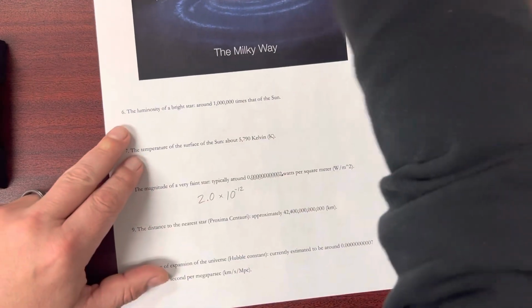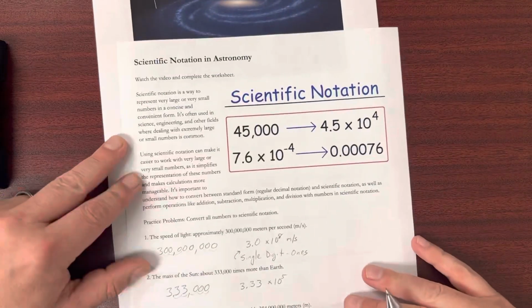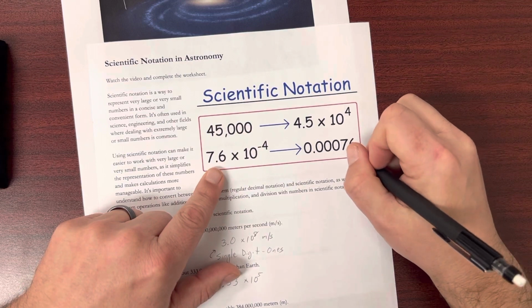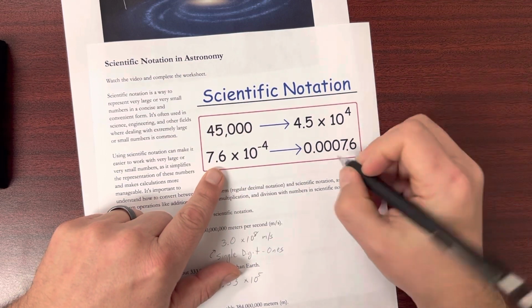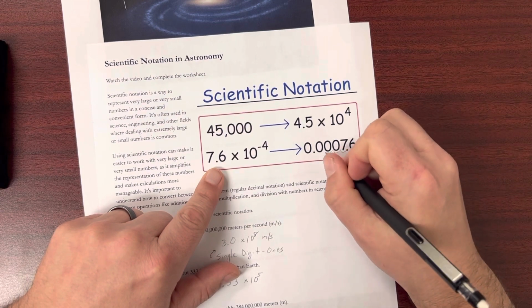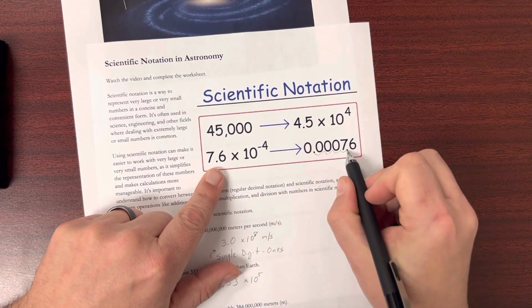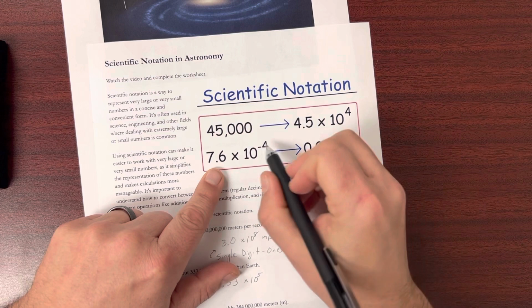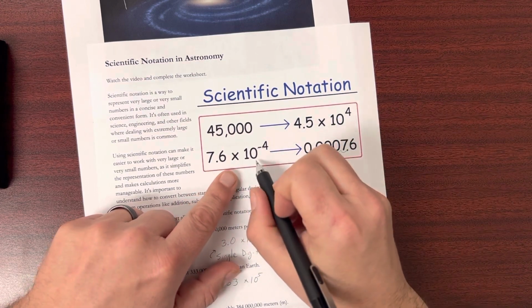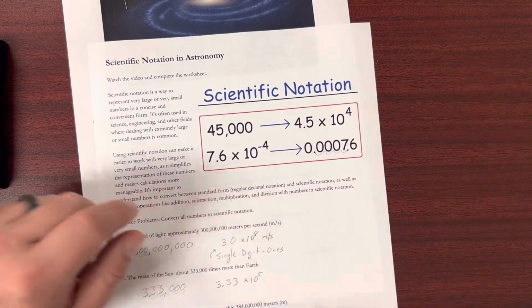And I think on the sample one here, we see the same thing, right? So 7.6, my decimal point's going to go there. I count over 1, 2, 3, 4. I moved the decimal 4 times, so I have a negative 4. 7.6 times 10 to the negative 4. All right.